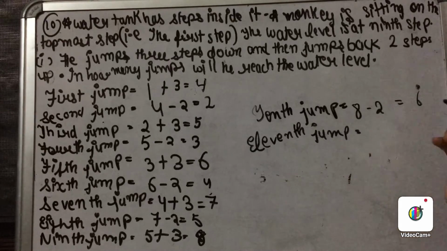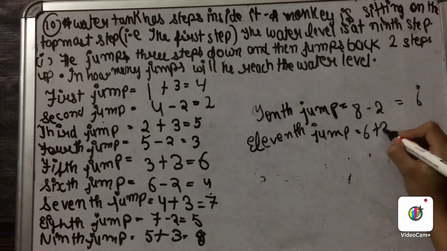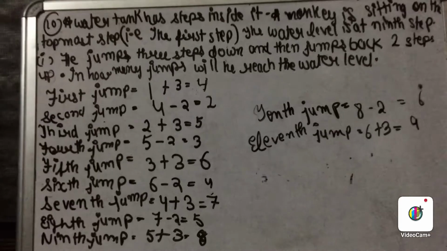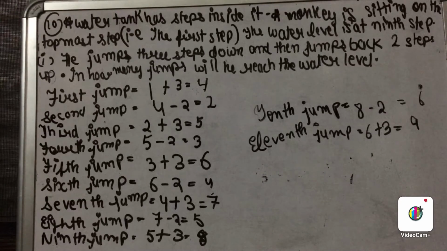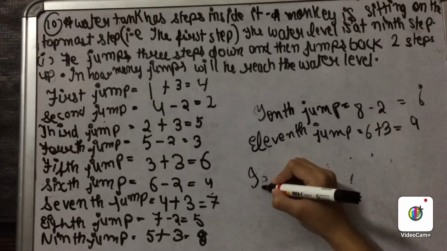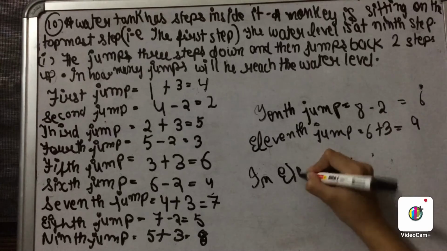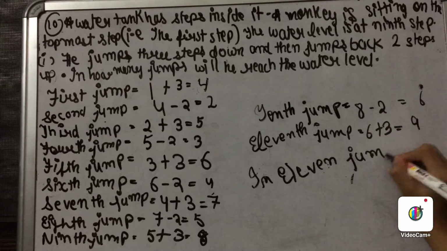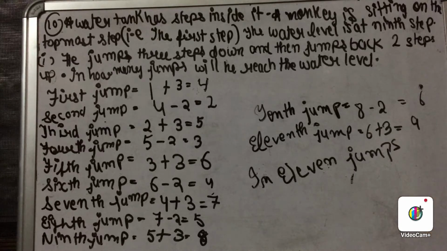6 plus 3. What is 6 plus 3? The 6 plus 3 is 9. Finally, the monkey reached the 9th step by making 11 jumps. So in how many jumps did the monkey reach the water level? In 11 jumps. So now let us move to our next part.